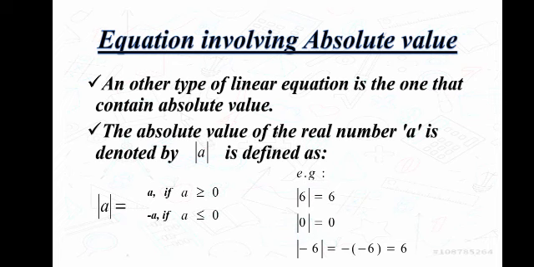Then absolute of minus 6 is equal to 6. This absolute sign actually converts negative numbers into positive numbers. So absolute of minus 6 is equal to 6, or you can say that absolute of minus 10 is equal to 10. So these are some of the examples of absolute value.